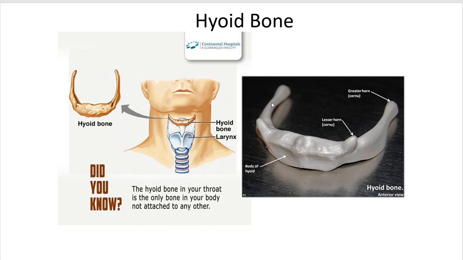There's that hyoid bone. That's what it looks like in the lab. It's actually a free-floating bone that's right there in your neck. It's an attachment point for a lot of muscles involved in swallowing.